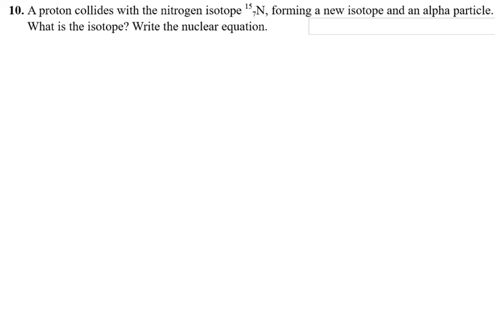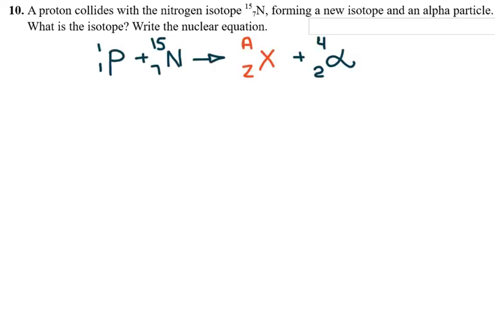In this question, they say a proton collides with a nitrogen isotope, nitrogen 15, forming a new isotope and an alpha particle. What is the isotope, and write the nuclear equation. On the left side, I have a proton and the isotope of the nitrogen, and on the right side, I have a new isotope and an alpha particle.